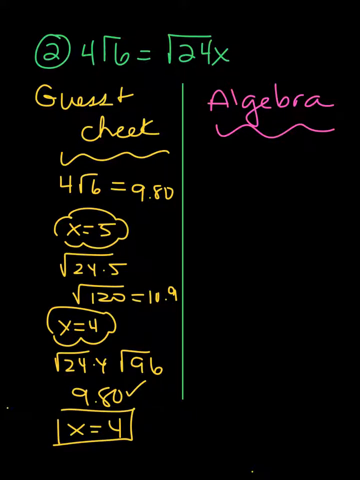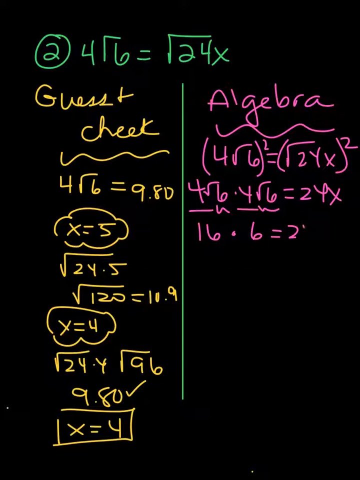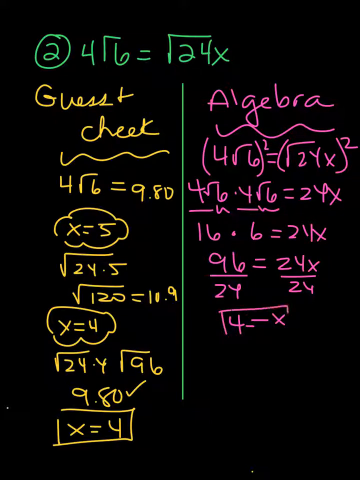Let's try now using our algebra method. So again, I have 4 root 6 is equal to the square root of 24x. I'm going to square both sides so I can get rid of my radical signs. So I have 4 root 6 times 4 root 6 is equal to 24x. So 4 times 4 gives me 16. Root 6 times root 6 gives me 6, is equal to 24x. 16 times 6 gives me 96. 96 is equal to 24x. And when I divide both sides by 24, I have x is equal to 4. So I have x is equal to 4 regardless of the method I use.